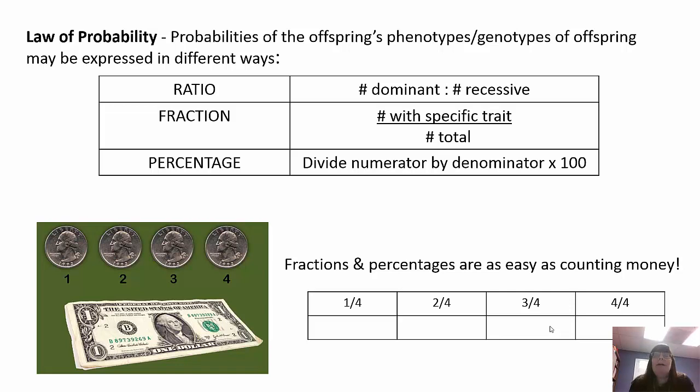So if you just think about fractions and percentages with counting money, 1/4 is 25%. That's a quarter. 2/4 is 50%, that's 50 cents. 3/4 is 75%, so that's 75 cents. And 4/4 is 1 whole, so you're up to that dollar now. It's 100%.